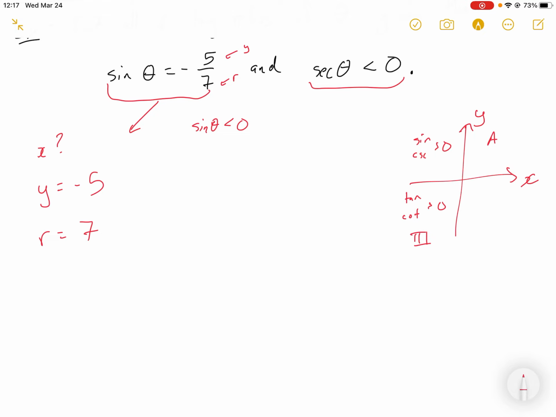We said in this quadrant down here, the only functions that were positive were tangent and cotangent. And so that tells me that in quadrant 3, sine of theta will be negative, cosecant of theta will be negative, cosine of theta will be negative, because x is negative over here and y is negative down here, and then also secant of theta will be negative. So this information combined with this information tells me that I'm in quadrant 3. So really what that tells me is that x has to be a negative number.